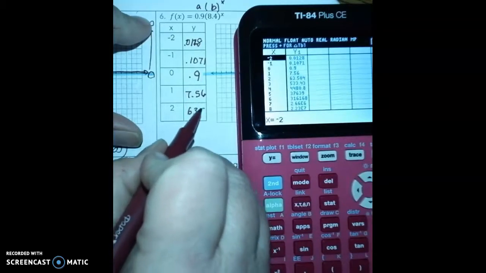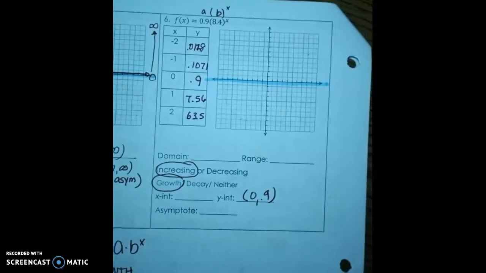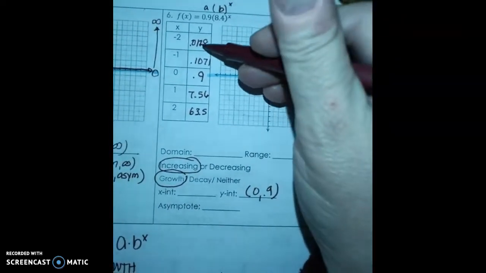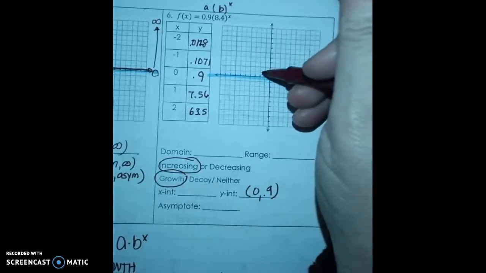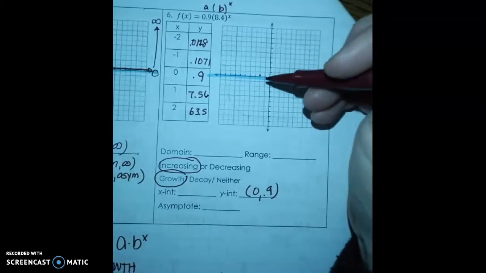Obviously, we are not graphing that point. We do not have enough room on our graph for that. So we'll just graph what we can, and we'll kind of follow the lines along. So -2, and it's just barely up. So I'm just going to kind of put a point right above the x-axis.